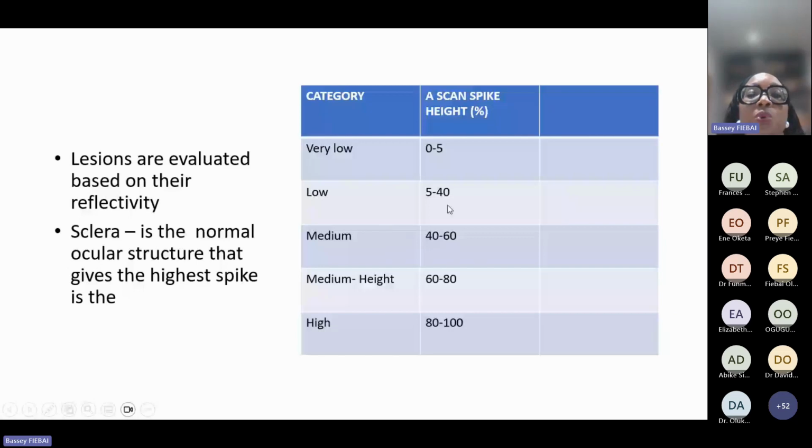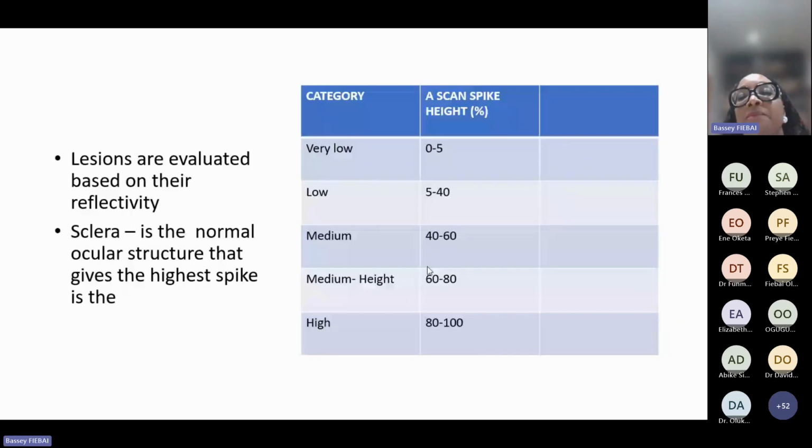For very low echoes, you may have between 0 and 5, and then for low ones, between 5 and 40. So you're looking at the strength of the echo by looking at the A-scan spike to know how reflective that tissue is.